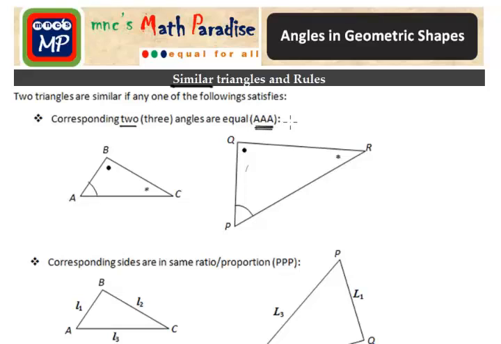That means if 3 angles are equal, then the two triangles are similar, although they are not identical, they are not congruent, but they are similar. And why is it written as 2 angles? Because if 2 angles of a triangle between 2 triangles are equal, the third one will definitely be equal.